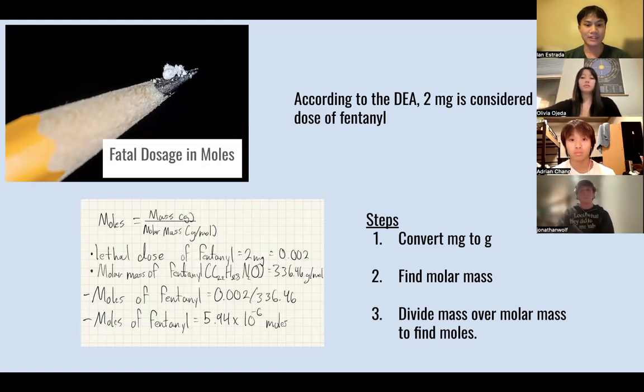We calculated that 2 milligrams of fentanyl is the same as 5.96 times 10 to the negative 6 moles of fentanyl. This illustrates just how a microscopic dose of fentanyl can be so fatal and why so many overdoses happen accidentally.